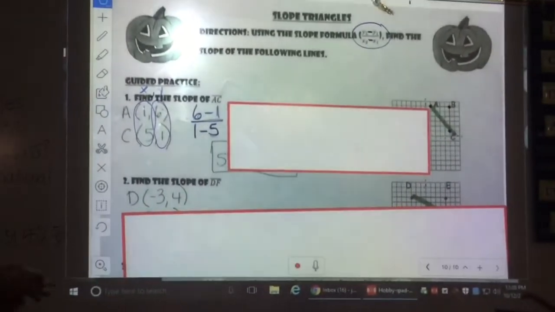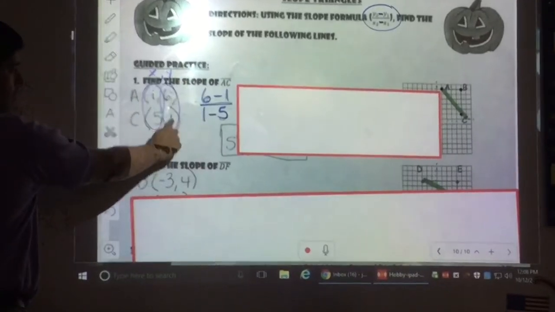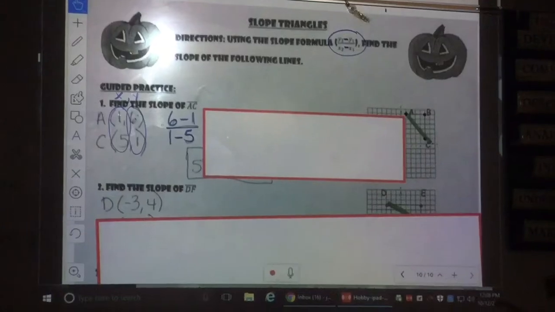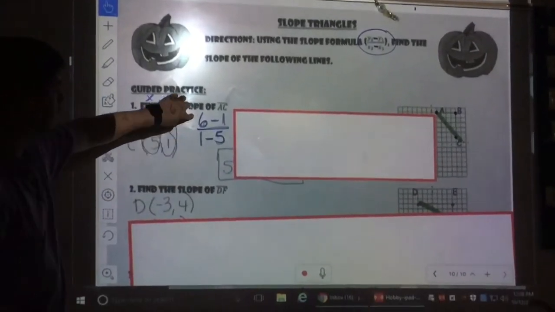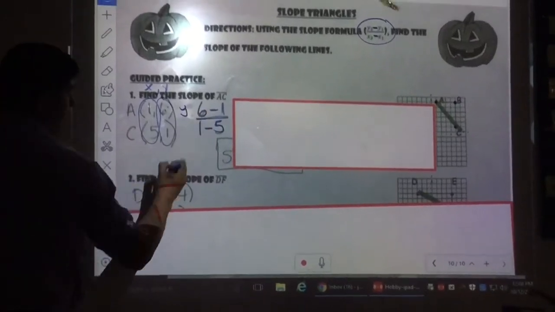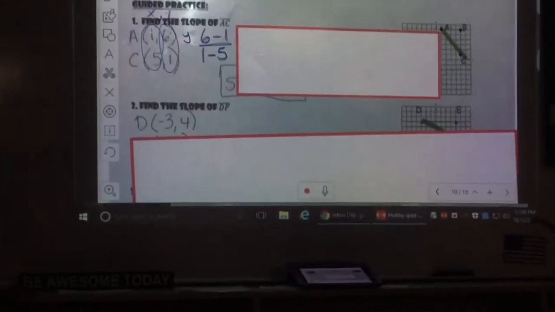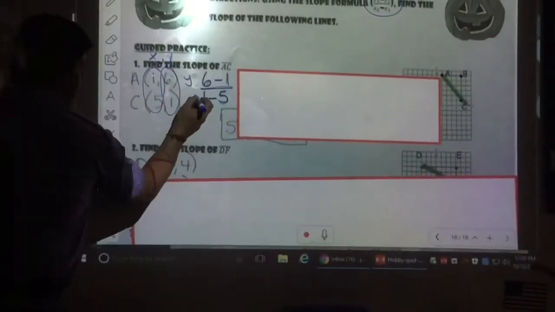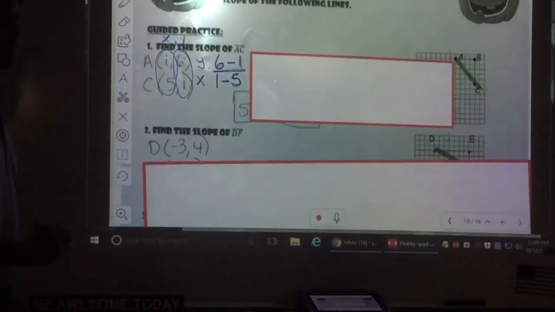All we did is take the y values, 6 minus 1, just straight down. That's how we got that on top. The y's are always going to be on top. And then the 1 minus 5, that's how we got what's on the bottom. Those are my x values.